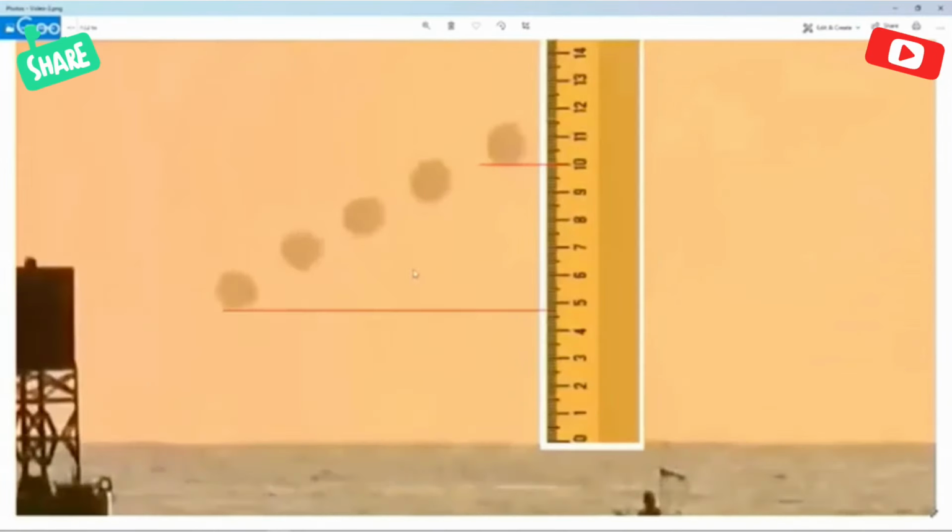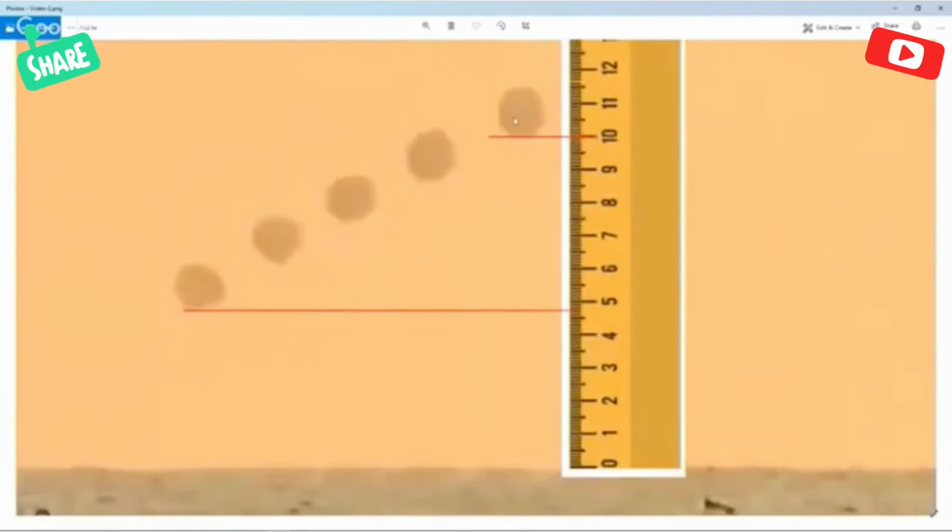So I've put these lines in. Now, as you can see, first one is scaled directly on the number 10. And then we've got 1, 2, 3, 4.